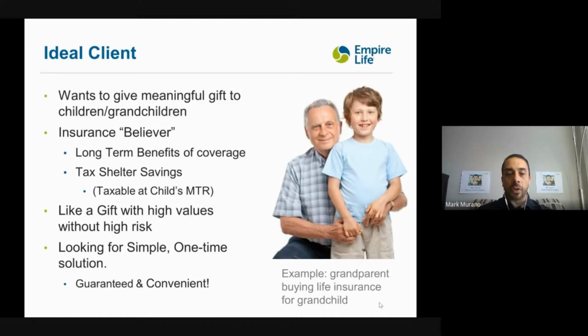So it works well. And in terms of this concept, we're looking for something simple, a one-time solution, guaranteed and convenient. We've done a number of these over the last couple of years, and the main point is always convenience and the guarantees of it. That just makes everyone much more comfortable in the overall presentation.